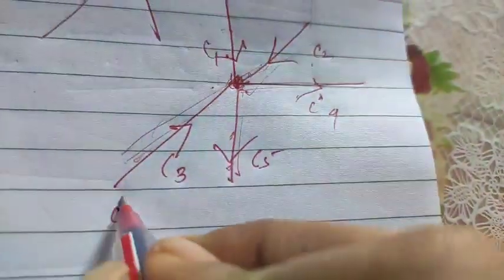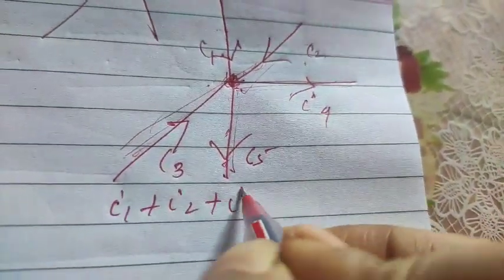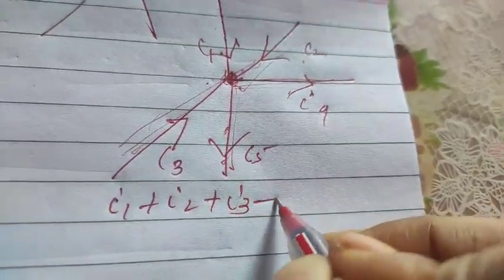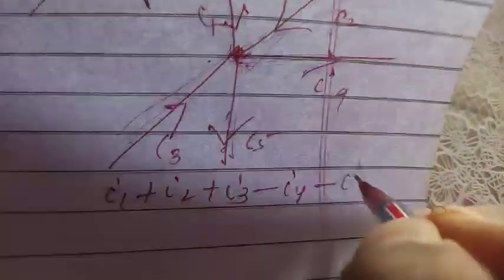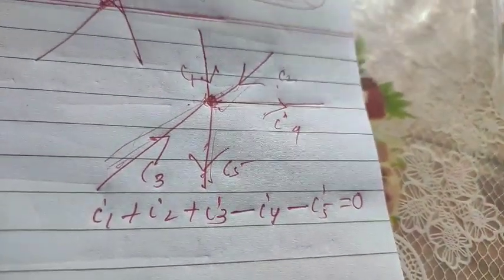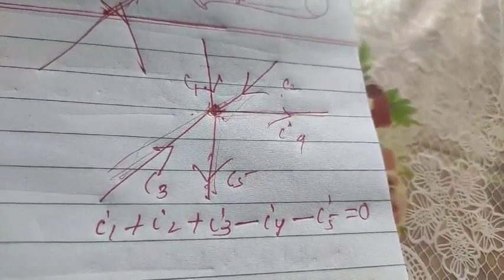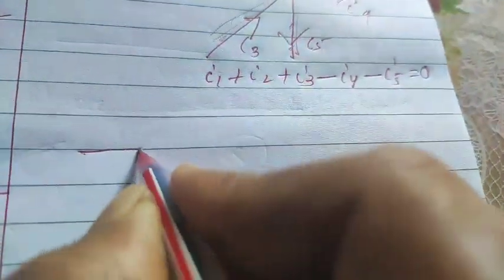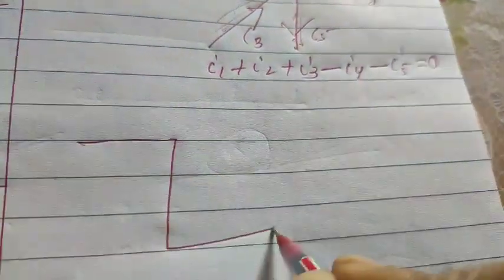So which is entering? I1 plus I2 plus I3. They are entering, minus I4 minus I5 equals 0, because the net algebraic sum of the current entering or exiting the junction should be 0. Understood? Now seeing this concept, student, I must try to tell you one diagram through which you can understand more clearly.